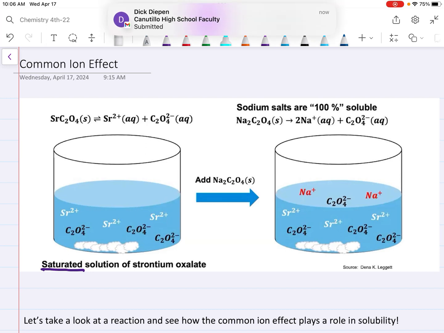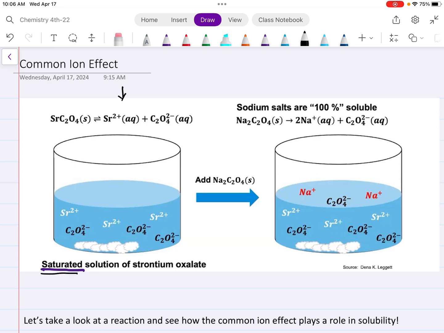Okay, let's go ahead and take a look at the common ion effect that happens in equilibrium. In the graphic below, you see that on the left we have a solution made up of strontium oxalate put into water, and the solution becomes saturated.